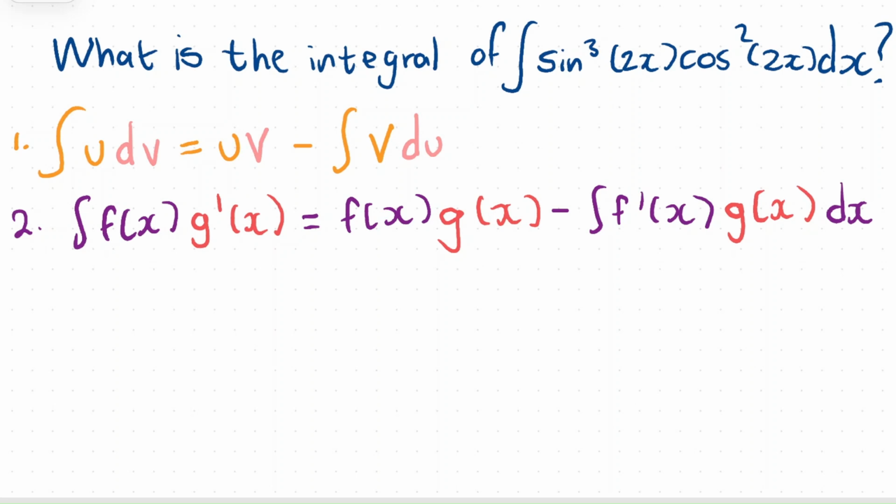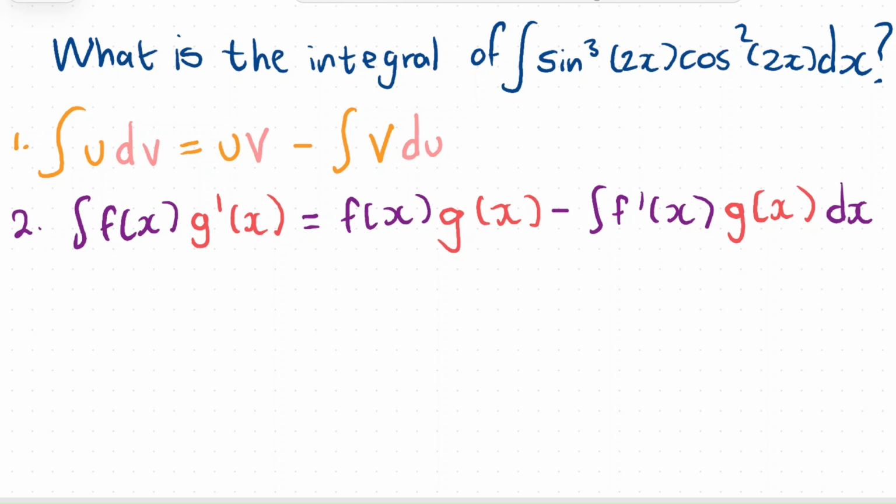Welcome. Today we're going to be covering the question, what is the integral of sine cubed 2x multiplied by cos squared of 2x? We're going to be using u-substitution. So let's get started.